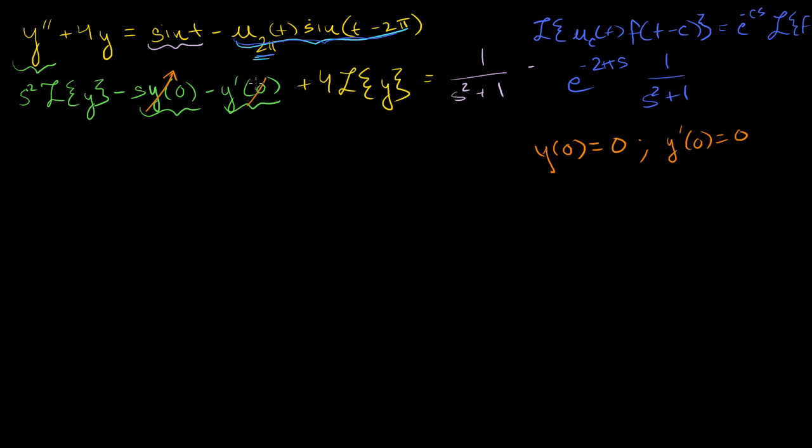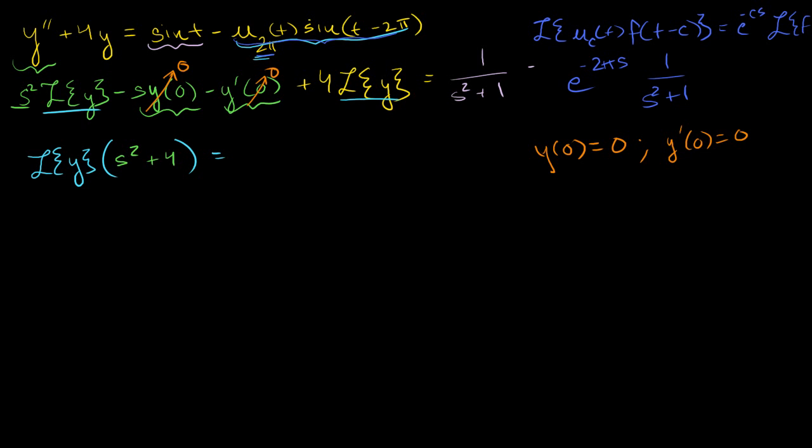That's 0, and that's 0. So let's see if I can simplify my equation. On the left-hand side, let's factor out the Laplace transform, so let's factor out this term and that term. So we get the Laplace transform of y times this plus this times s squared plus 4 is equal to the right-hand side.